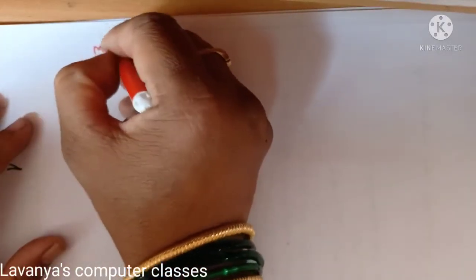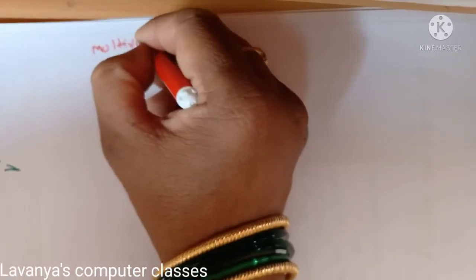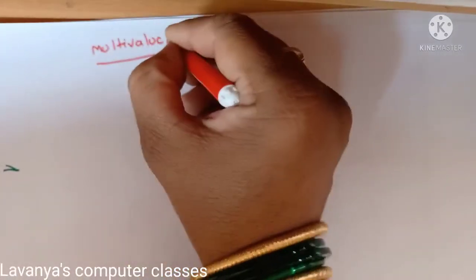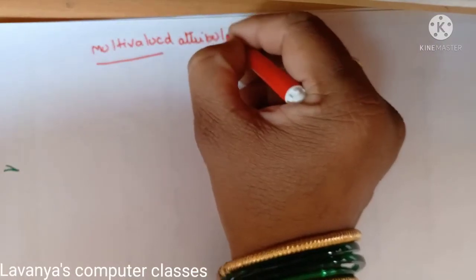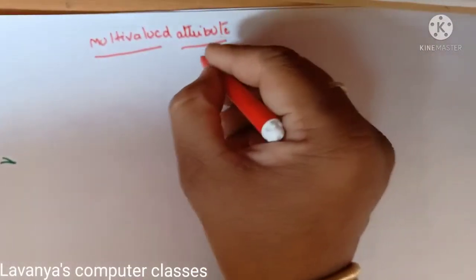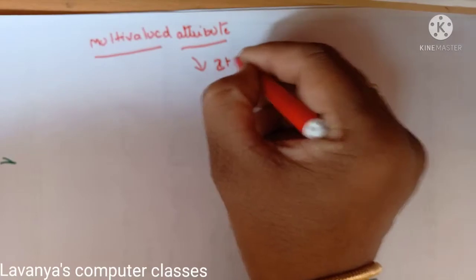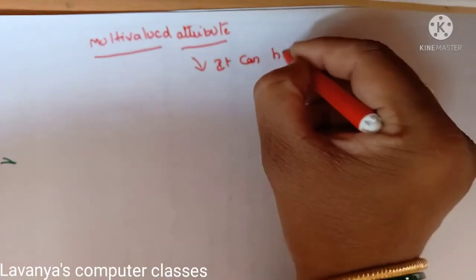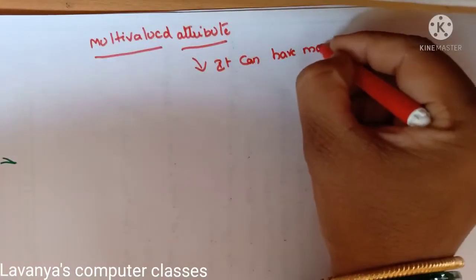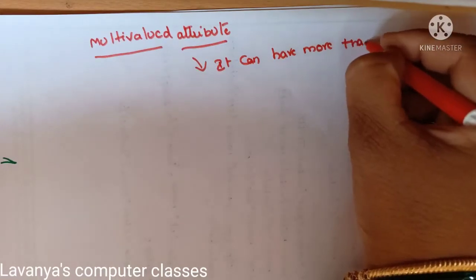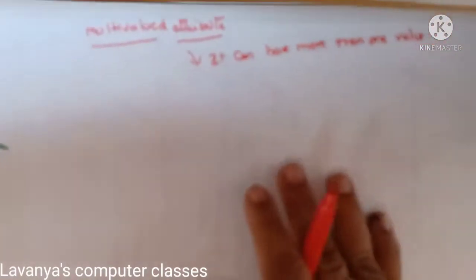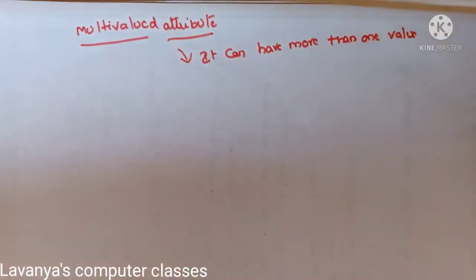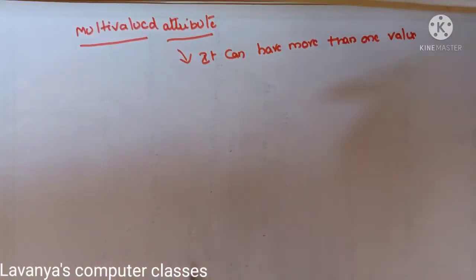The next attribute is the multi-valued attribute. Multi-valued, the name itself says it takes more than one value. Many values are possible to accept in a single attribute. Any attribute that contains more than one value at a time is called a multi-valued attribute.